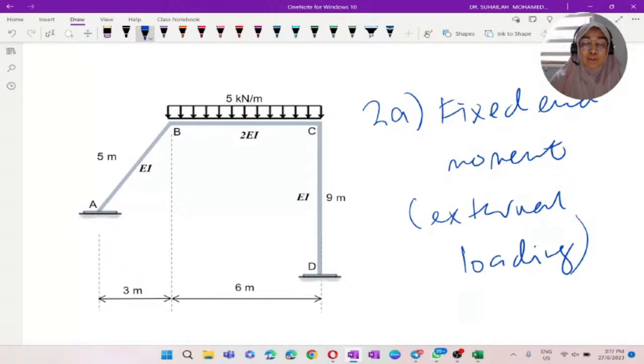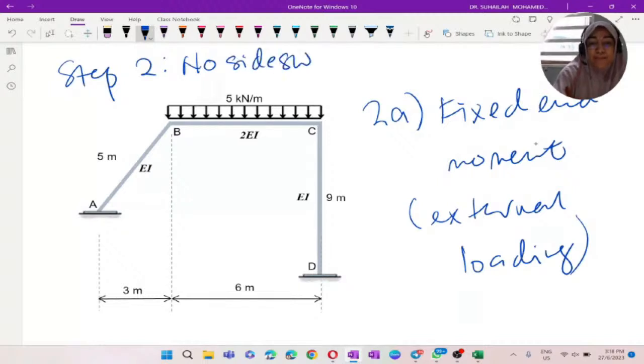In the moment distribution method, I have summarized it into four main steps. In the previous step, step number 1, we calculated K, stiffness, and the distribution factor. This distribution factor will be used in the frame analysis. There are two types of frame analysis: no side sway frame and side sway frame. Under step 2, we will analyze the no side sway frame.